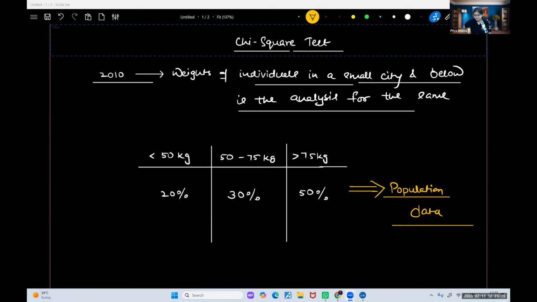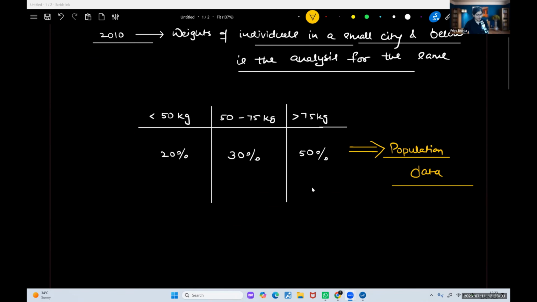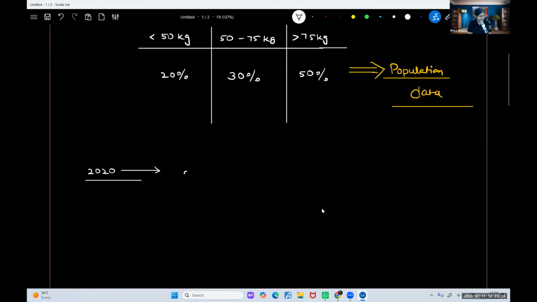इज इट फाइन? अब क्या हुआ कि from 2010 to 2020, what happens is they started taking the similar observation कि पिछले 10 साल में कुछ चेंजेस हुए हैं या सब सेम ही रहा. So what they have done is they have taken a sample of 500 people. They have taken a sample of 500 people.